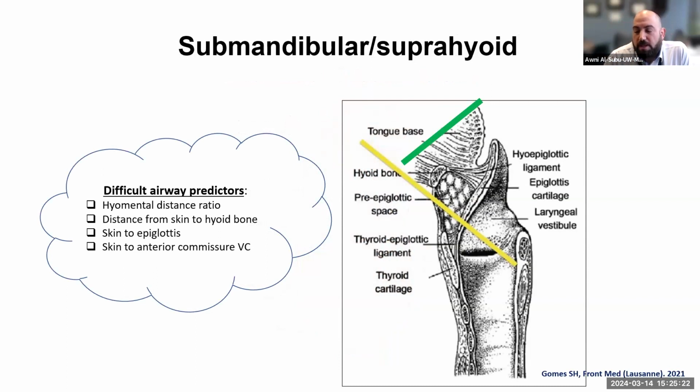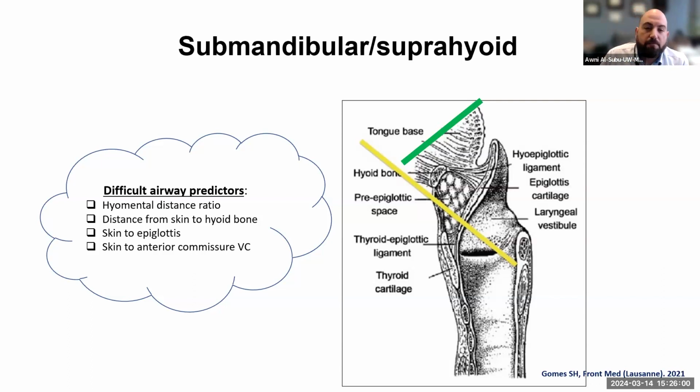But it is a measurement that helps with estimating the ability to do atlanto-occipital extension, and also tongue displacement with its position, and helps with the glottic view while you're doing the laryngoscope. Also, there's the distance from skin to hyoid, skin to epiglottis, and skin to anterior commissure of the vocal cords, and all these help with the soft tissue and at the level where the airway needs to be manipulated.